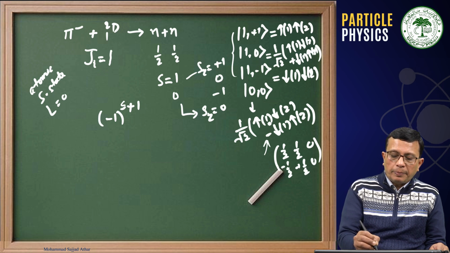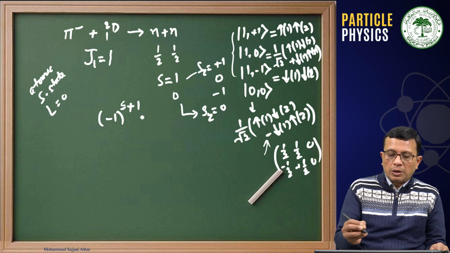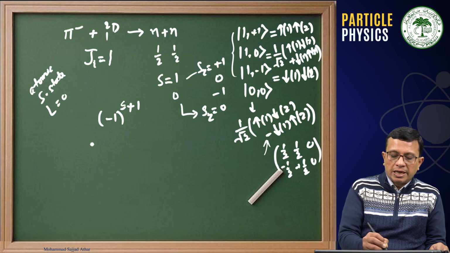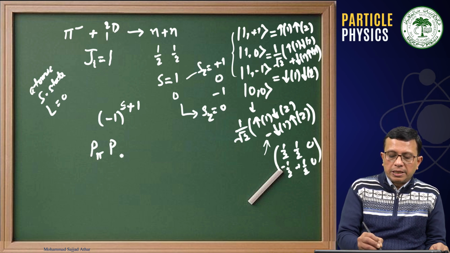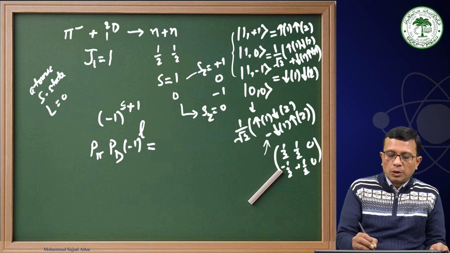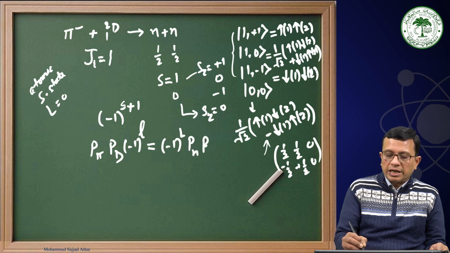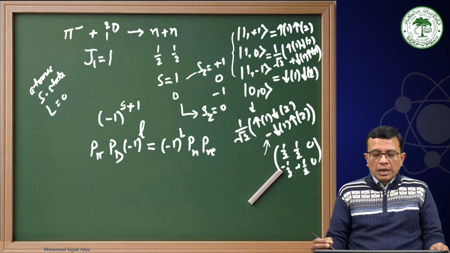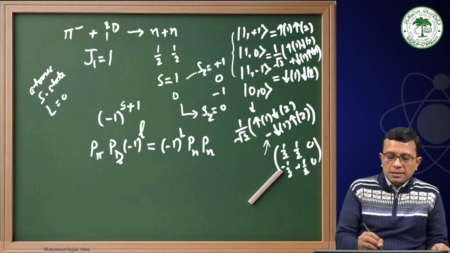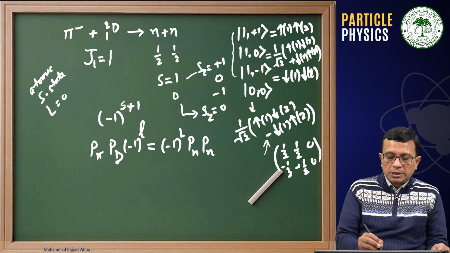And then from the orbital part, we have another factor of (-1)^L, as we had seen yesterday: parity of pion times parity of deuteron times (-1)^L. This was equal to (-1)^L times parity of neutron times parity of neutron. What we saw is that the pion absorption is taking place in the atomic s state, therefore L equal to 0. Deuteron's parity is positive. Therefore this factor is giving us plus 1.